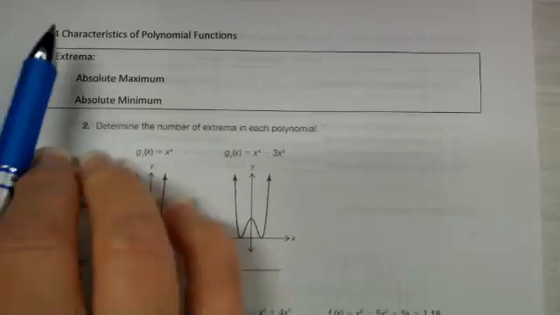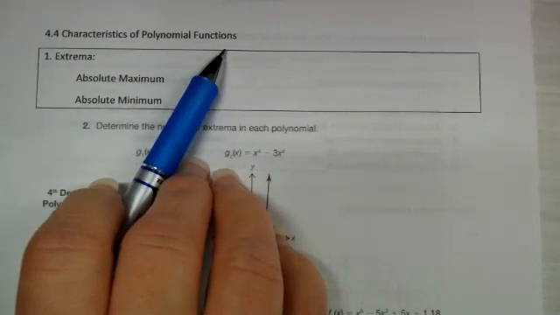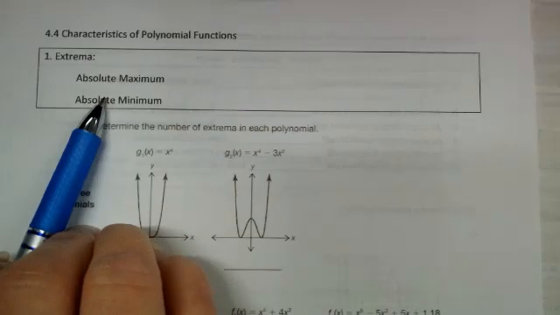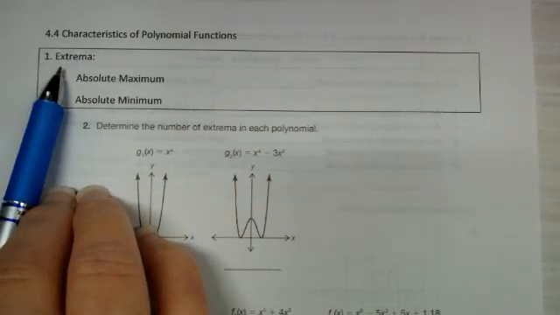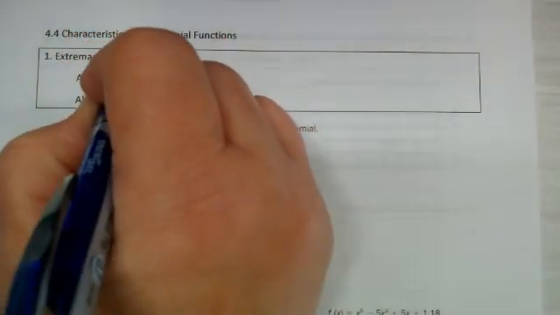We're going to talk about characteristics of our polynomial functions. So the first few vocabulary words we want to talk about. The first one is extrema. The extrema represent all of the maximum or minimum points of a graph.